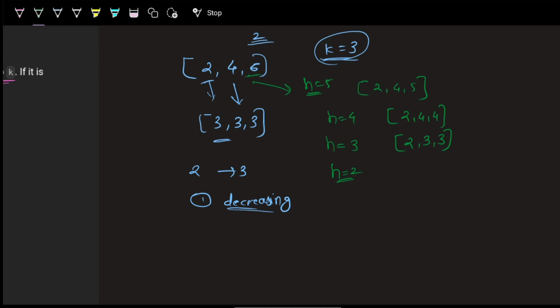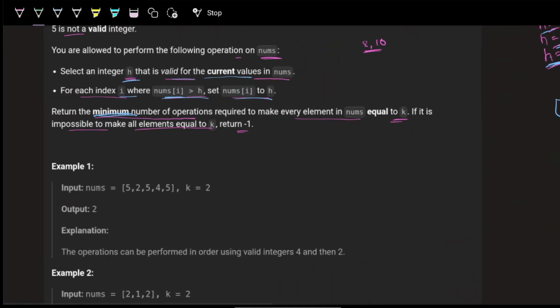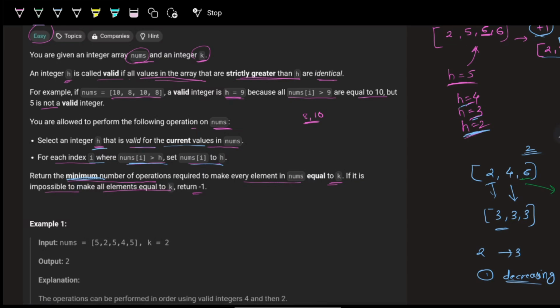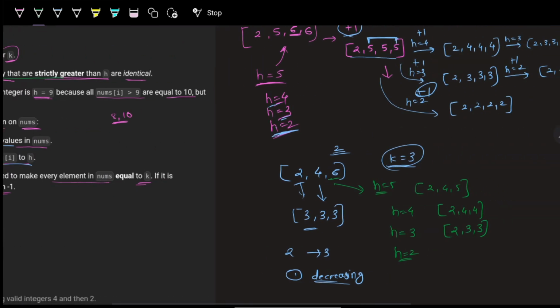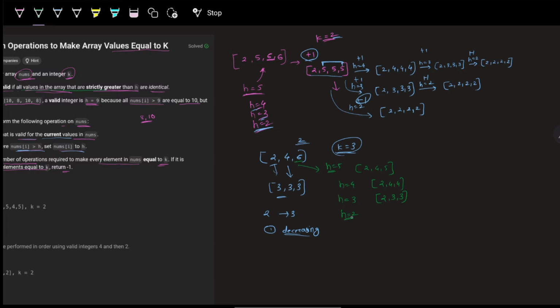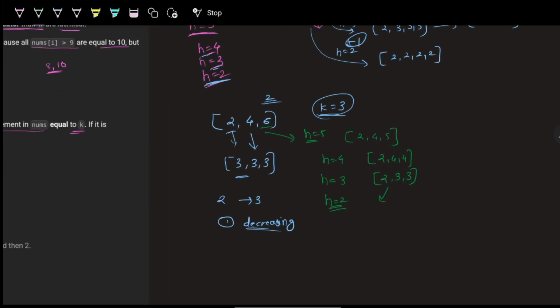Why can't I put it? Because the problem itself is saying that an integer h is valid if all values in the array are strictly greater than h. It means that all values should be greater than h, then only it is possible. See, with h equal to 2, the elements greater than h are 3, 3, right? So I would just get 2, 2, 2.